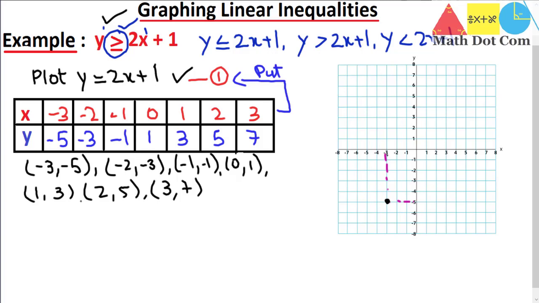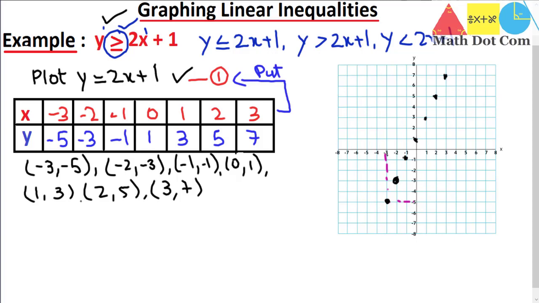Then we have minus 2, that is x, and minus 3 is y. So this will be the point. Then the next point is minus 1 and minus 1. This is the minus 1 and minus 1 point. Then the next one is 0, 1. Then 1 is x and 3 is y, so this will be 1 and 3. Then 2 and 5. And then 3 and 7.